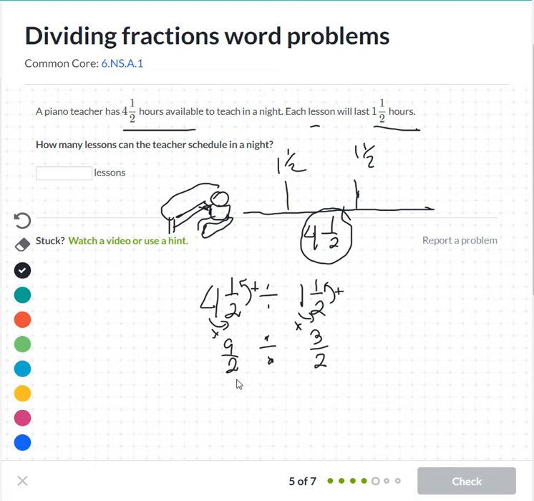So now I'm going to keep, change, and flip. So that's 9/2 multiplied by 2/3. Multiply across. 9 times 2 is 18 over 2 times 3, which is 6. So 18 divided by 6 gives me 3. So I could do 3 students in 4.5 hours. Or this teacher could teach 3 students in 4.5 hours.